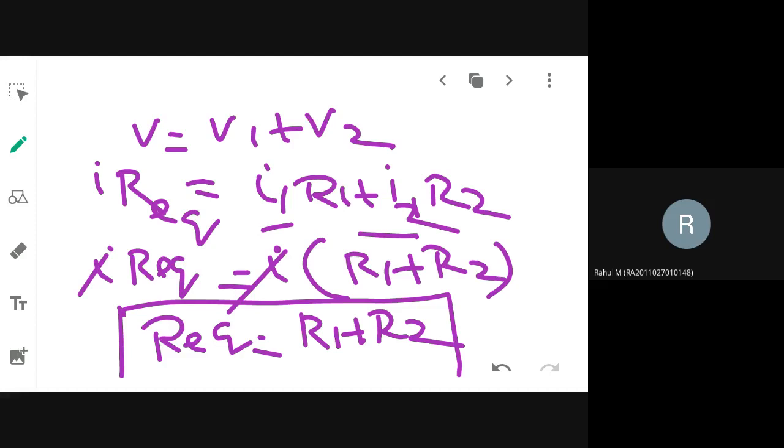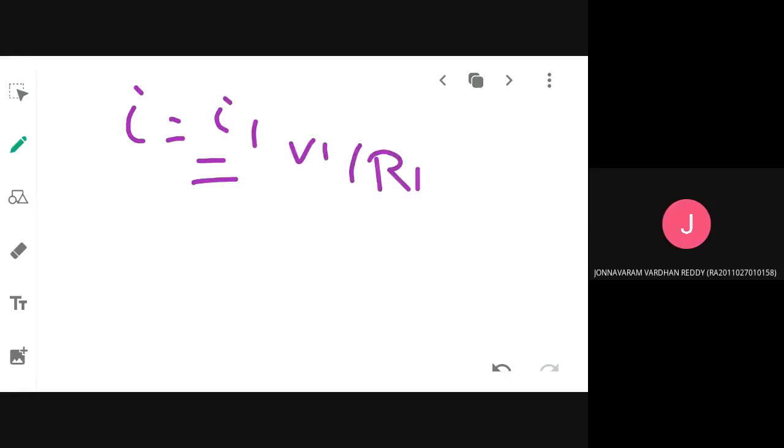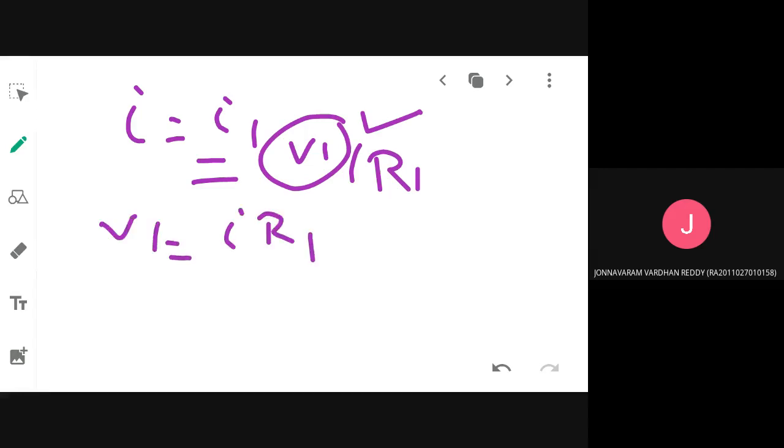Let us do that. Now again I is equal to I1. Tell me the Ohm's law. V1 divided by R1, V by R1. Now I want to know the individual voltage, the voltage drop V1. So V1 will be equivalent to I into R1. So how can I write I? V by R equivalent.